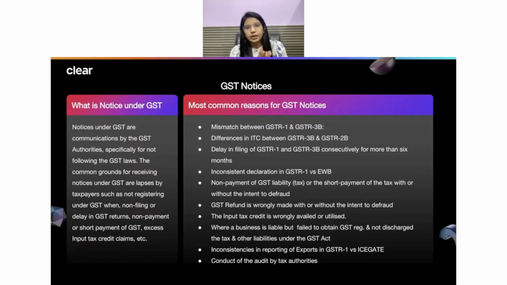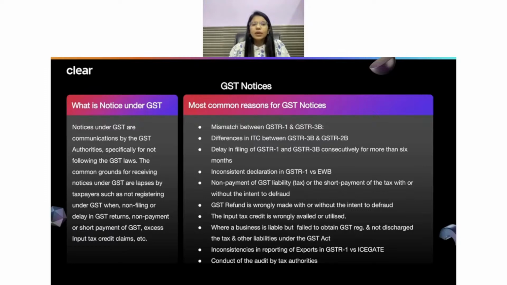And if you don't reply to that notice, then whatever consequences apply for that get applied. There could be penal interest, and in the example I gave, they will cancel your registration. There are other consequences too.